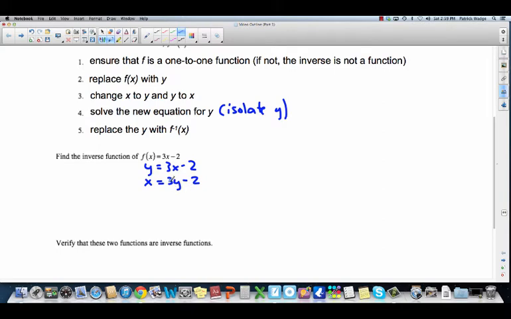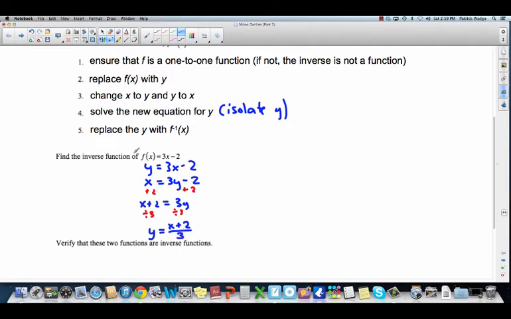Okay, well, I got two problems here, the 3 and the negative 2. Let's deal with the 2 first. So I will add 2 to both sides, and that will leave me with x plus 2 on this side equals 3y. And then I'm going to divide both sides by 3. I don't know why I'm showing all these steps. You guys aren't in grade 8. And you're left with y. I'll move the y over to the side. Y equals x plus 2 all divided by 3.